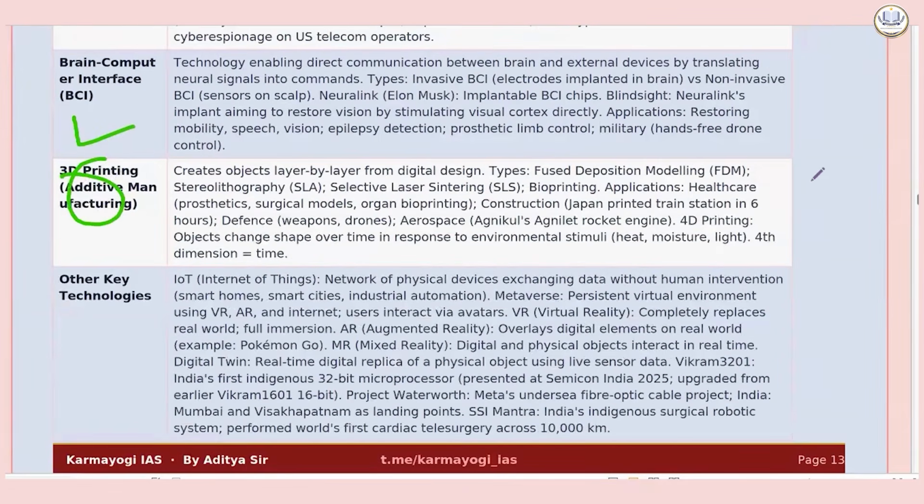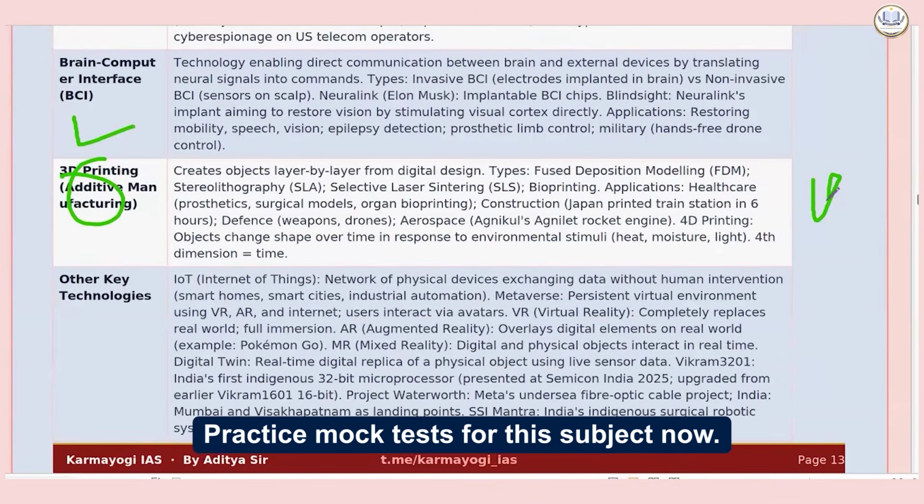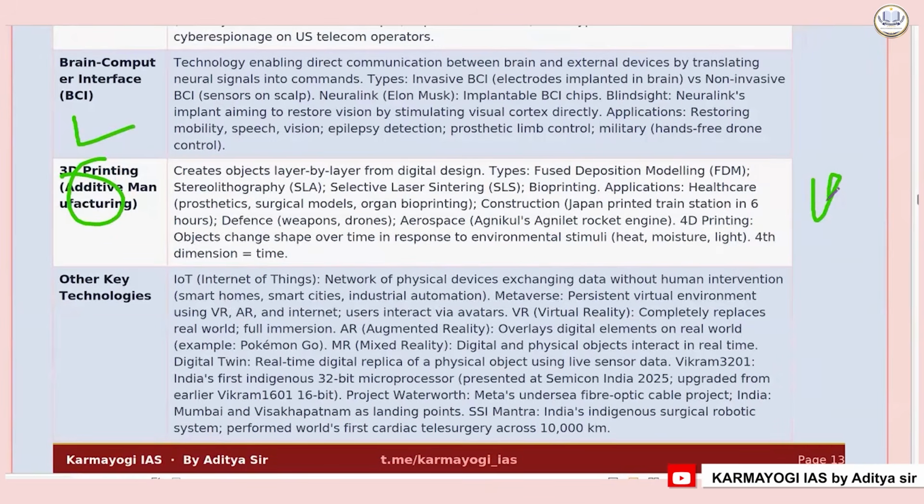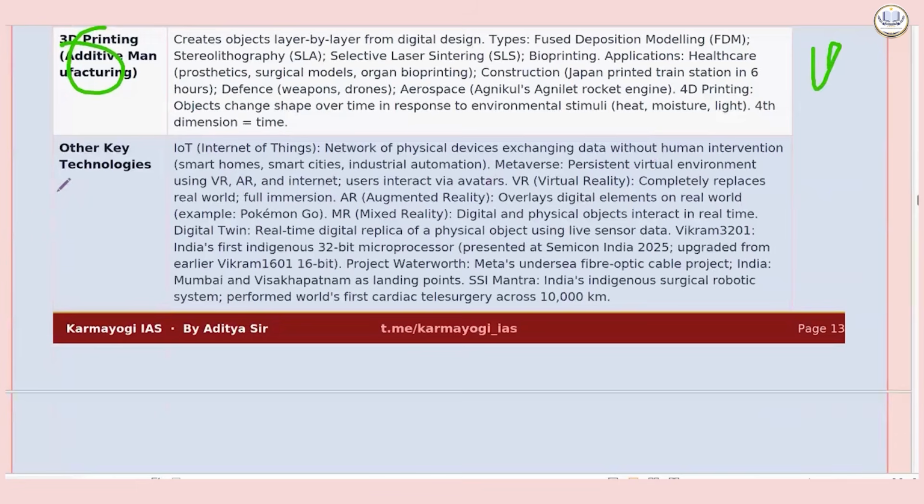Then 3D printing, where we don't need a lot of cost and materials, etc. It is an additive technology, and it has vast use. You can use it in healthcare, like prosthetics, which were so costly. Now they have become cheaper, prices are 1/10. Surgical models, construction where it can be used faster and cheaper, and defense weapons and drones. In 4D printing, objects change shape over time in response to environmental stimuli, like heat, moisture or light. The fourth dimension is time. Internet of Things we have already seen.